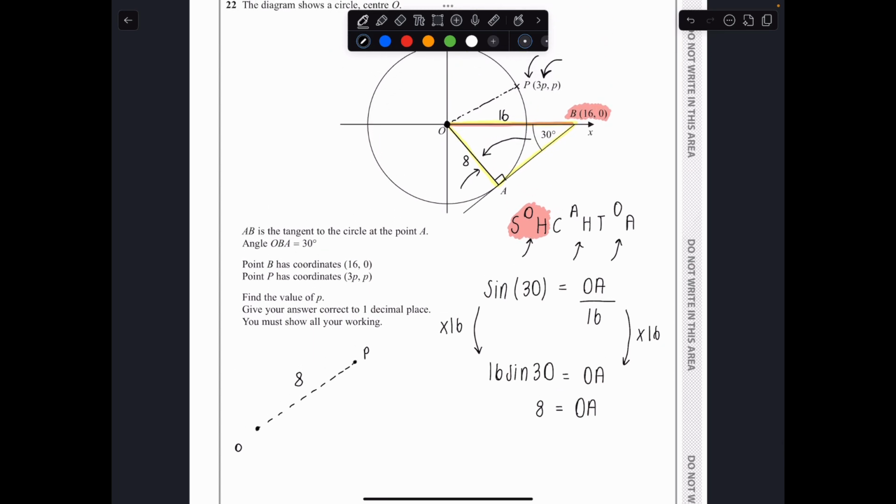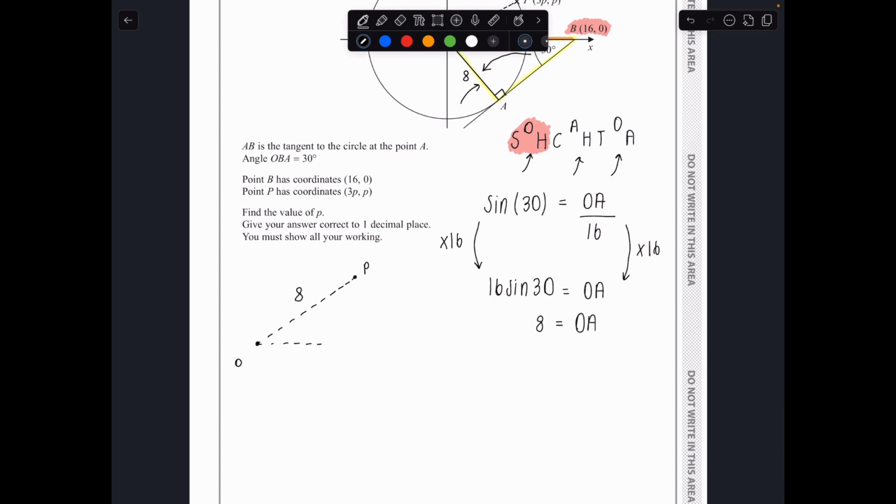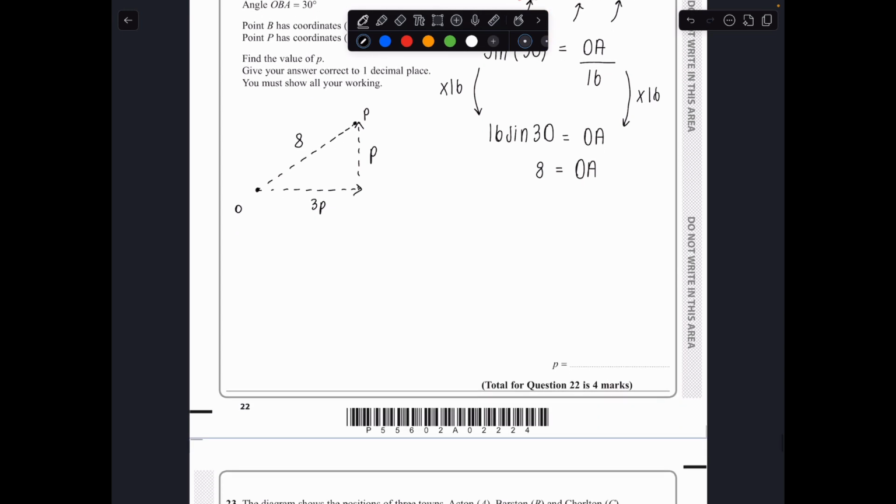But what does the coordinate P tell us? It tells us we're moving 3p to the right, and we're moving p upwards. So from here, what we can now use is Pythagoras, can't we? So in this case, a squared plus b squared is equal to c squared. That's the equation for Pythagoras. And if we substitute everything in, we get p squared plus 3p, all of that squared, is equal to 8 squared. So then we have p squared plus 3p times by 3p is the same as 9p squared, and that is equal to 8 times 8, which is 64.